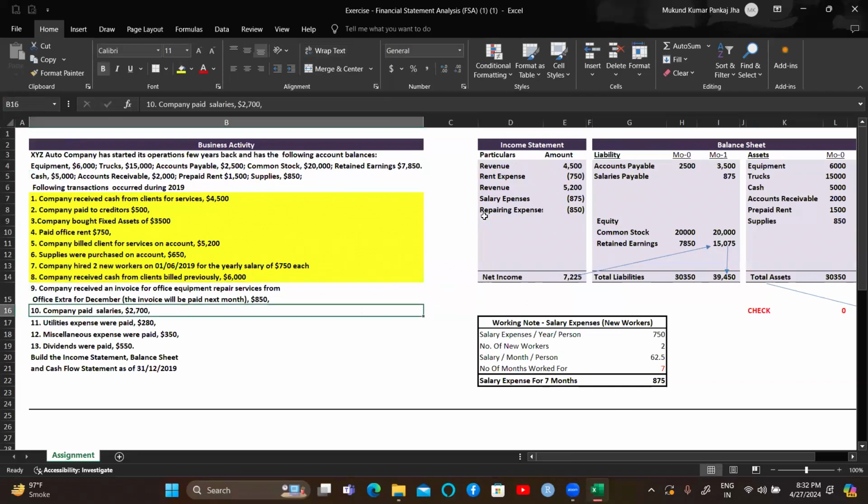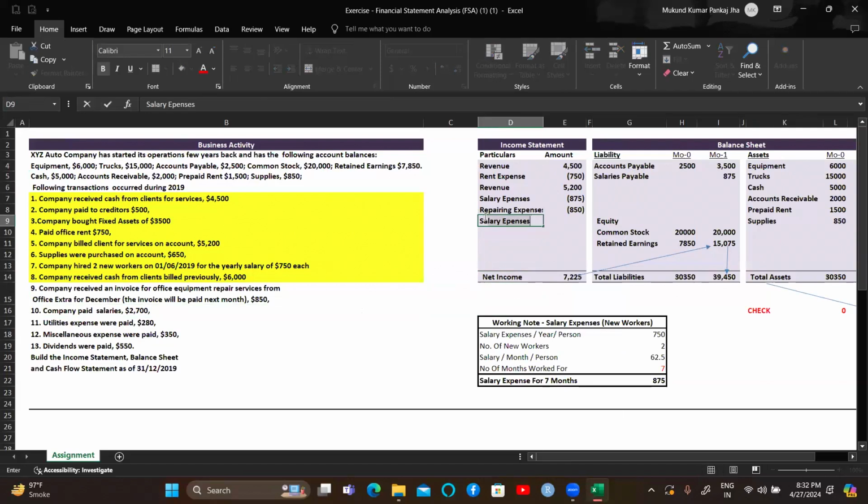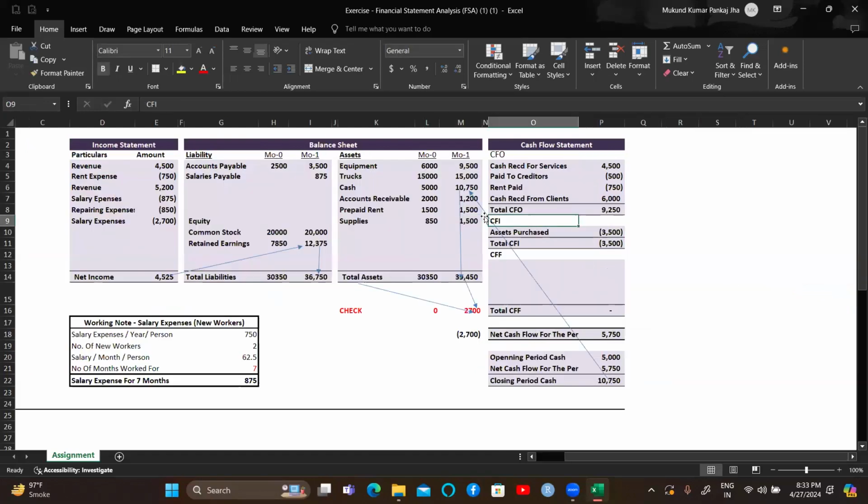Company paid salary worth rupees 2,700. So salary expenses worth rupees 2,700 is recorded, and salaries worth 2,700 are paid as well.